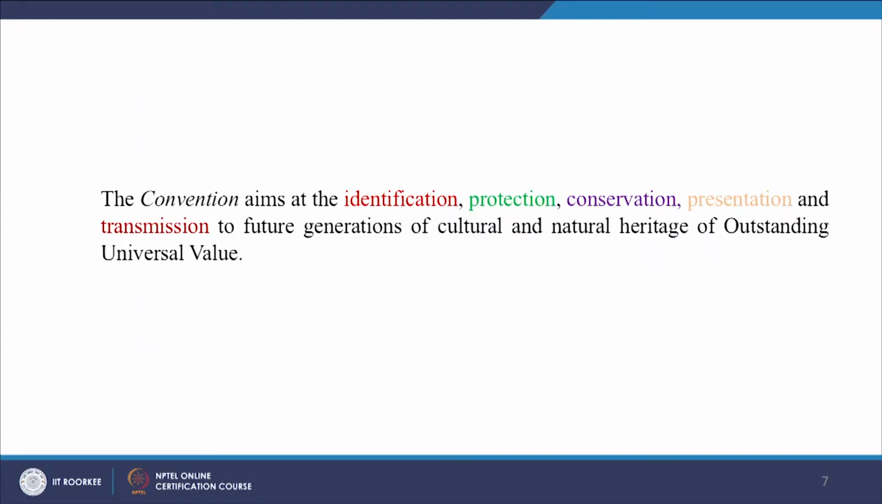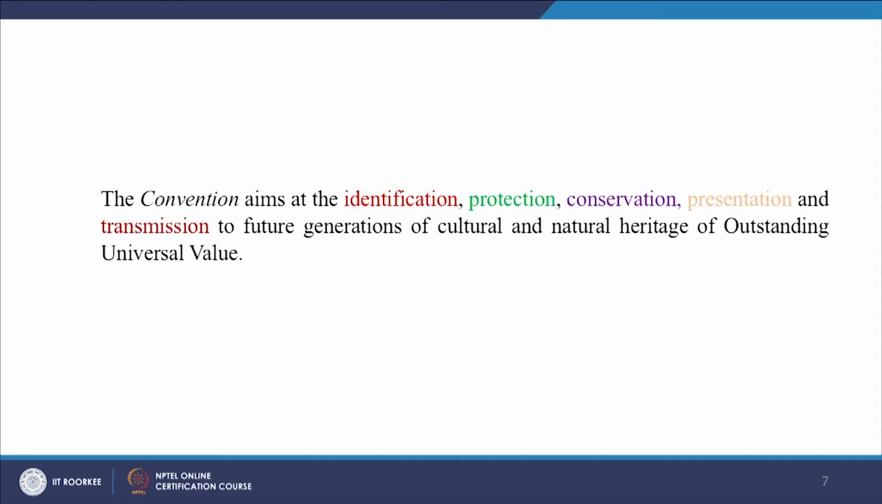Then conservation and presentation. The last part they talk about is transmission, because the reason we are doing all this conservation is so that this whole rich knowledge of cultural and natural heritage of outstanding universal value is transmitted to future generations. There are many things we can learn from our past, from history and mankind: how they have evolved, how they have developed, and how they have sustained. So what we can learn from history is that history cannot be forgotten. It is there within our identity, within our landscape.